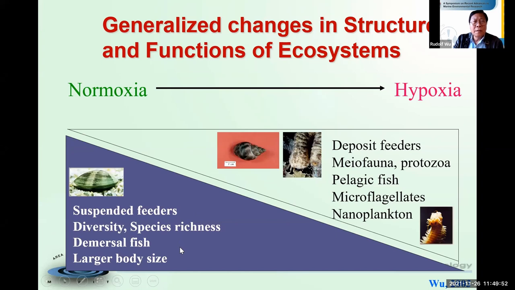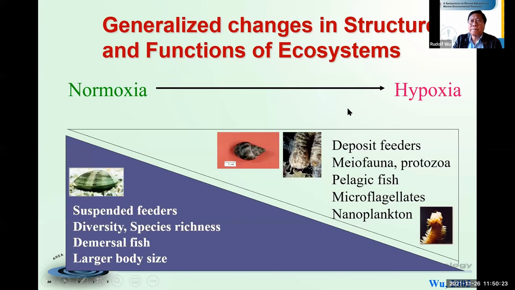And then the size of the animal would decrease from macrofauna to meiofauna. The demersal fish living on the bottom will be replaced by pelagic fish swimming in the water body itself, and the phytoplankton will get smaller in size, becoming dominated by nanoplankton and microplankton. So you don't have to measure oxygen every day in the system. All you need to do is go and do a survey. They will tell you whether the water is hypoxic or not.